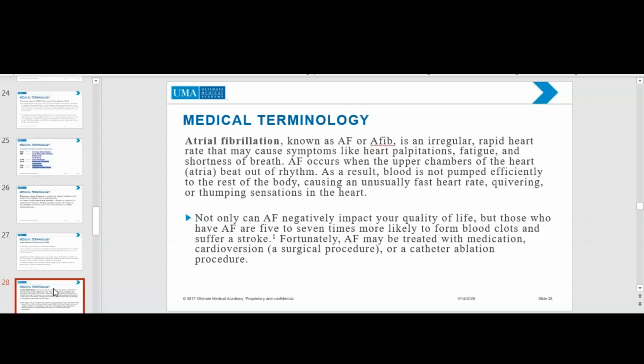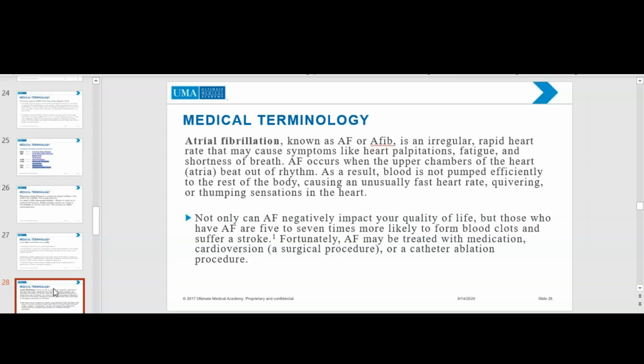All right, let's talk a little bit about atrial fibrillation, known as AF or AFib. It is an irregular rapid heart rate that may cause symptoms like heart palpitations, fatigue, and shortness of breath. Atrial fibrillation occurs when the upper chambers of the heart, the atria, beat out of rhythm. As a result, blood is not pumped efficiently to the rest of the body, causing an unusually fast heart rate, quivering, or thumping sensation in the heart.